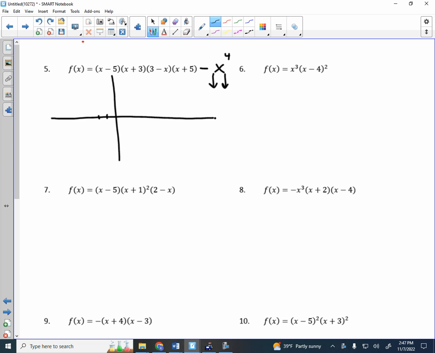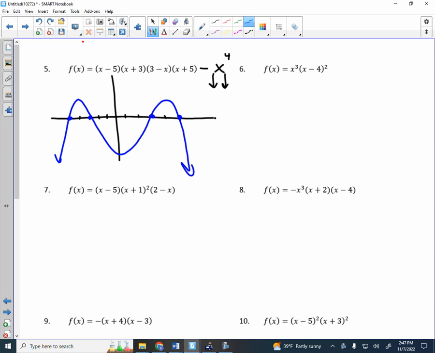I will mark 1, 2, 3, 4, 5 and 1, 2, 3, 4, 5. Crosses through -5, -3. Crosses through 3 and 5. You try to draw it on your own before I do. That's what you should get.